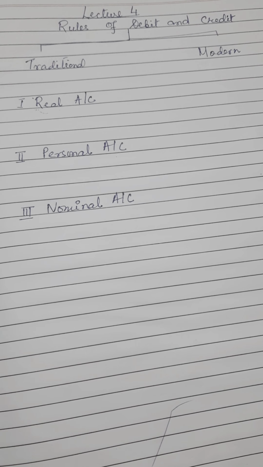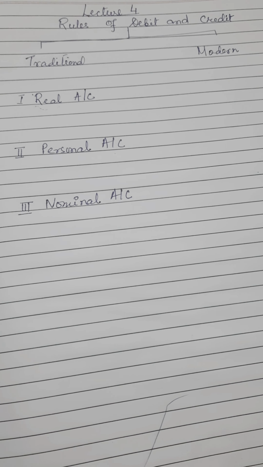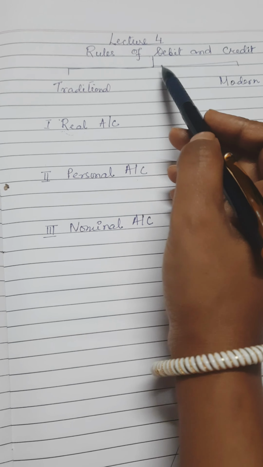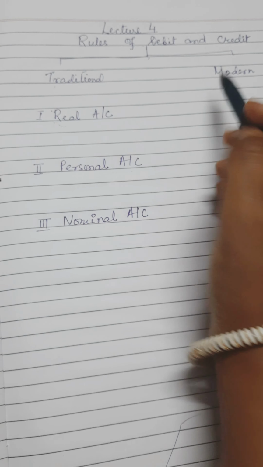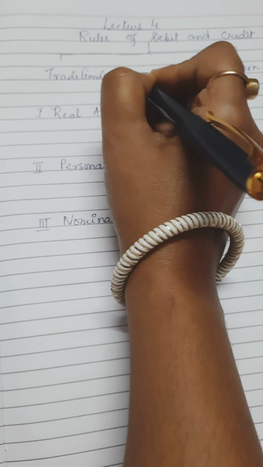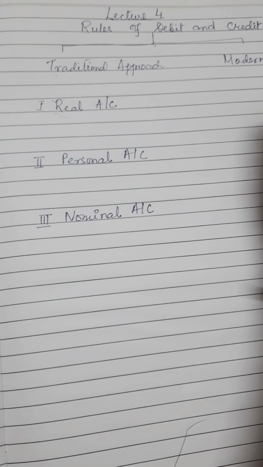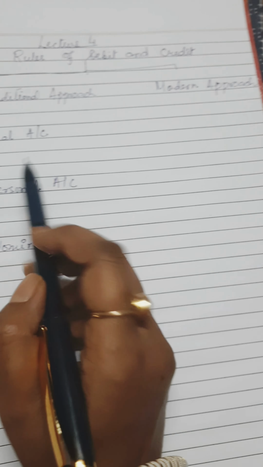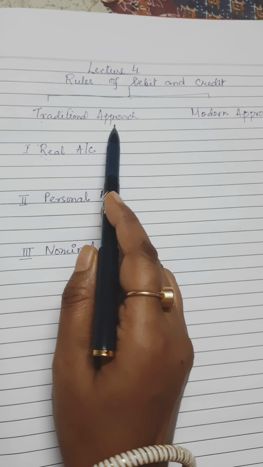So let's start. Debit and credit are the underlying rules that govern the recording in accounting. These rules of debit and credit can be learned in two different ways. One is the traditional approach, another is the modern approach. In books they call it by different names. So the idea is that there are two ways to learn the rules of debit and credit. Let's see the traditional approach, okay?